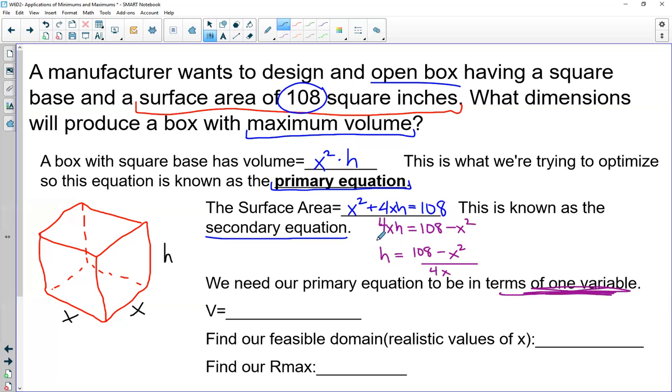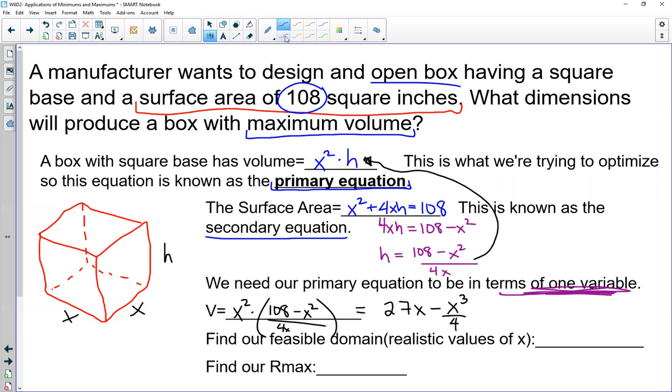So now that I have my h in terms of x, I'm going to take this and plug it into my primary equation. So my new volume will be x squared times (108 minus x squared) all over 4x. And when I simplify this, I'll be left with (27x minus x cubed) over 4. So this is going to represent the volume given our constraint of surface area. So this function here will represent the volume of this box given the constraint of the surface area.